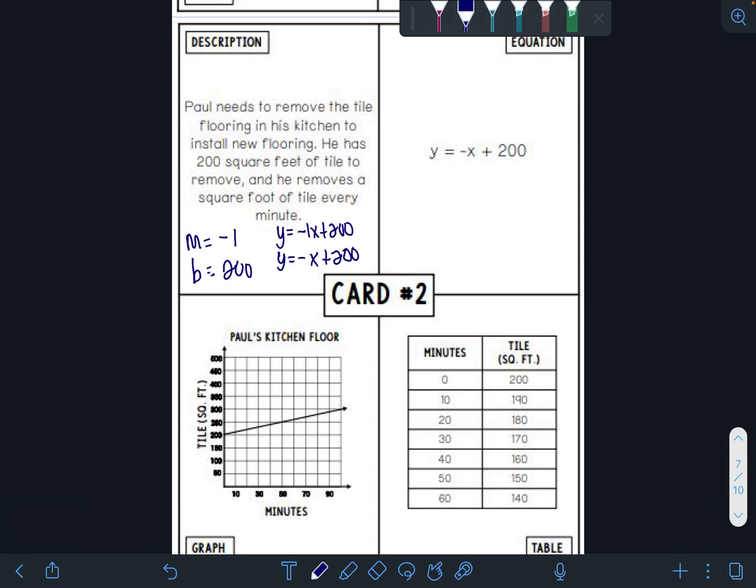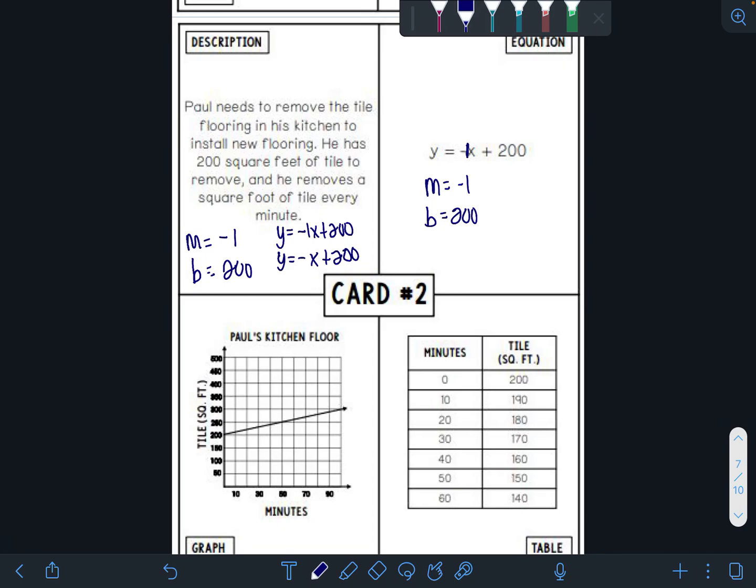And then if I look at my equation, I know my slope would be a negative 1 because we can always assume there's a 1 right there. My y-intercept would be 200. So I know that my description and my equation both are the same right now. So either my graph or my table is going to be wrong.